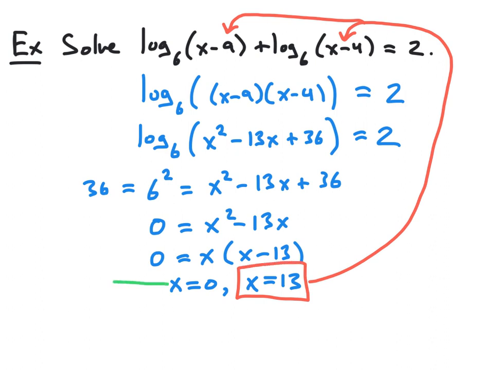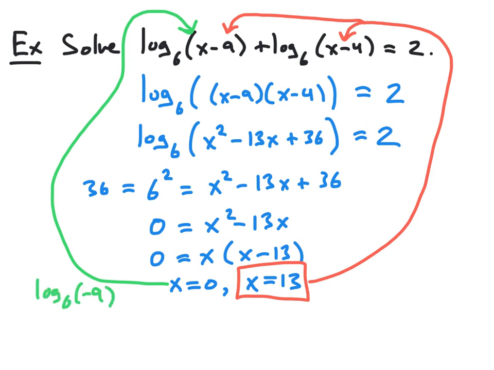However, if we try x equals 0 in either of these two expressions, for example, log base 6 of x minus 9, we're going to get log base 6 of negative 9. And this is undefined. And so this is a warning. Once we see this, we know that 0 is an extraneous solution. It was one that was added by converting to exponential form and using the quadratic expression inside the logarithm. And so 0 is not, in fact, a solution to this equation. In fact, the left side of the equation is not even defined when x is 0. So x equals 13 is our only solution.